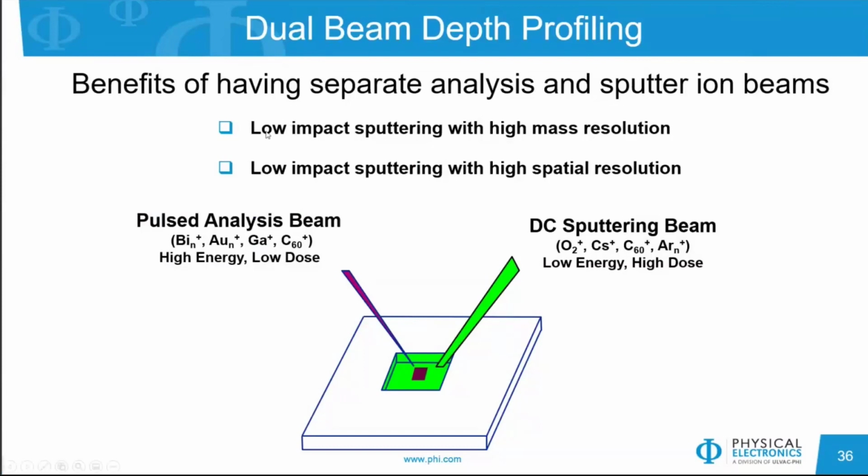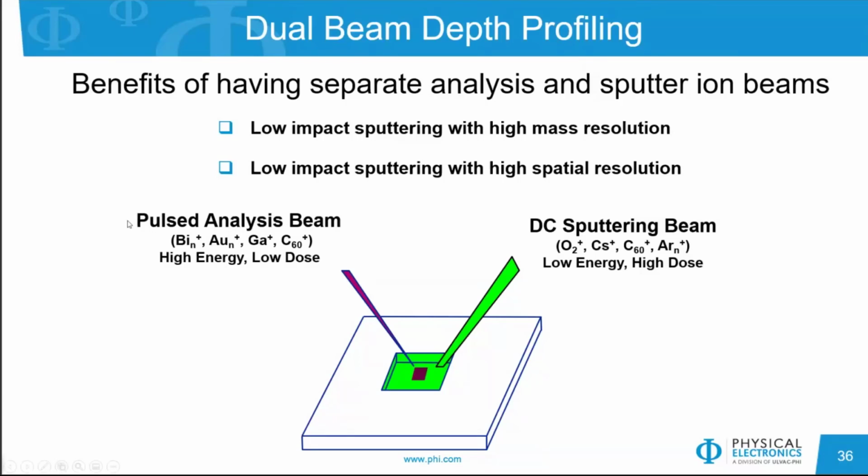And so as a result of this, you get a low impact sputtering event with high mass resolution. In the sputtering beams, as you go down in energy, it's harder and harder to focus due to the space charge effect. And so having high spatial resolution with low energy can be rather challenging. But we can overcome that by using a pulsed analysis beam, a high energy analysis beam, to image with good spatial resolution.